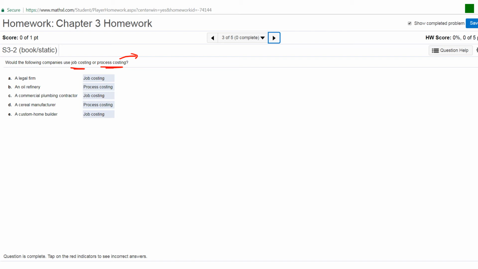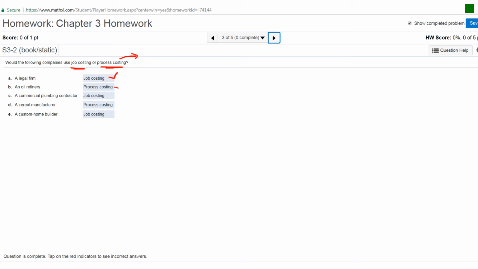So you've got A through E. Let's go through these. Letter A says a legal firm. Guys, that would most likely be job costing because you would have specific customers who have unique needs. So you'd trace that basically to a specific job. So legal firms most likely would be using job costing. Oil refinery, that's like a mass production of a similar unit.